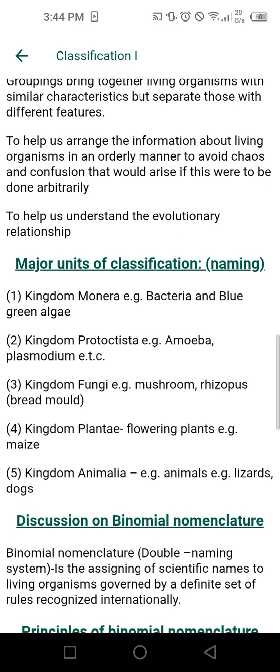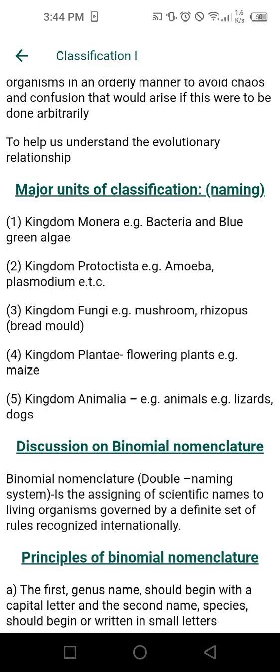Major units of classification. Naming. 1. Kingdom Monera, e.g. bacteria and blue-green algae. 2. Kingdom Protoctista, e.g. amoeba, Plasmodium etc. 3. Kingdom Fungi, e.g. mushroom, Rhizopus, bread mold. 4. Kingdom Plantae, flowering plants, e.g. maize. 5. Kingdom Animalia, e.g. animals such as lizards, dogs. Discussion on binomial nomenclature.